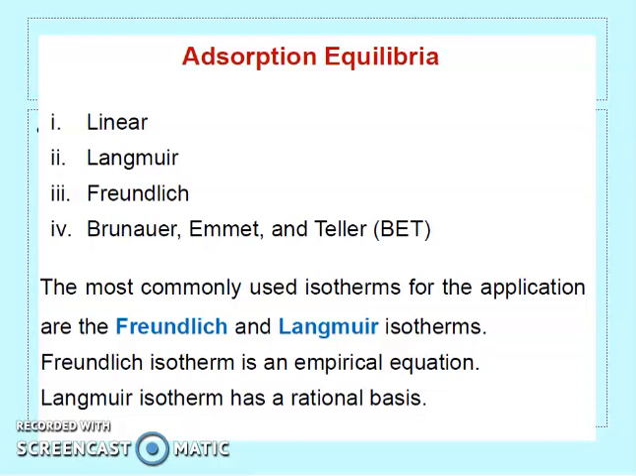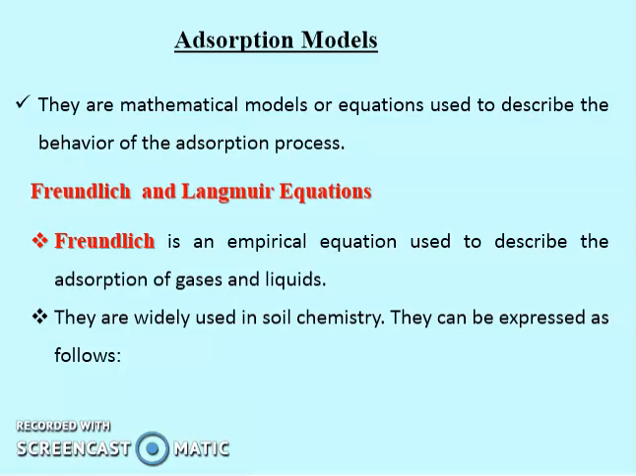Freundlich isotherm is an empirical equation. However, Langmuir isotherm has a rational basis. We will focus on these two equations or models. These are mathematical models or equations used to describe the behavior of the adsorption process. As I told you, Freundlich is an empirical equation. Freundlich and Langmuir are widely used in soil chemistry.